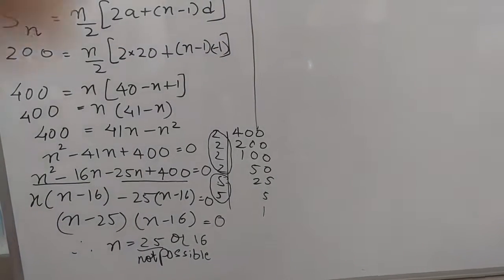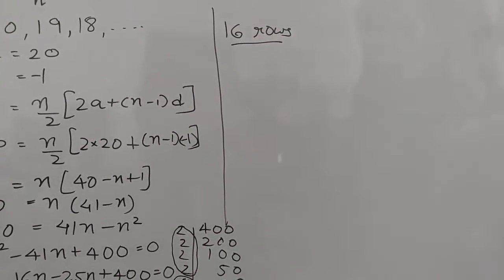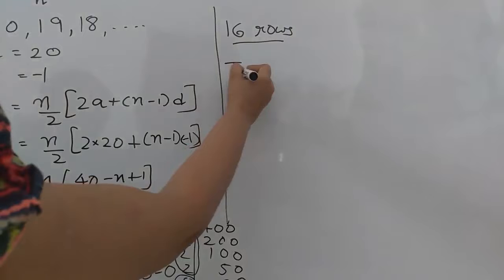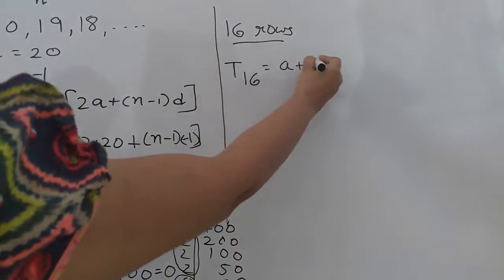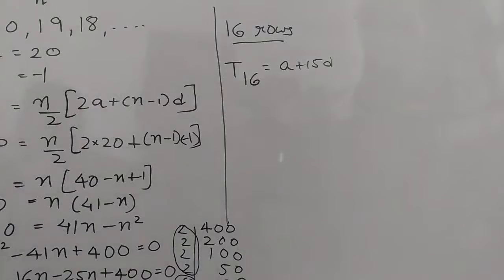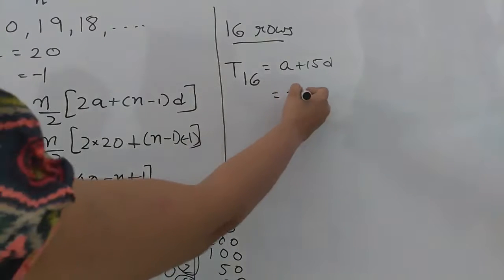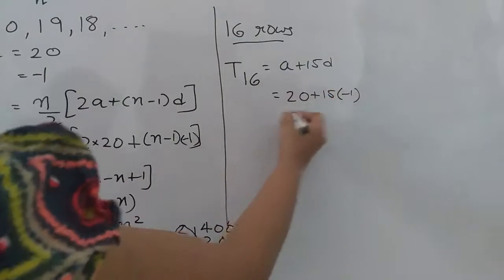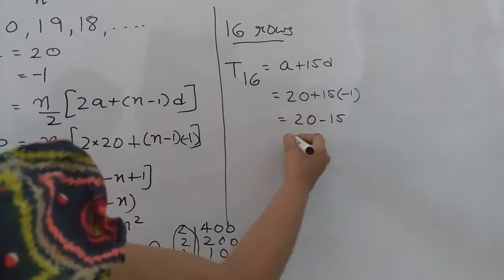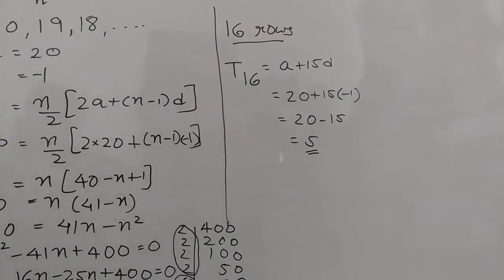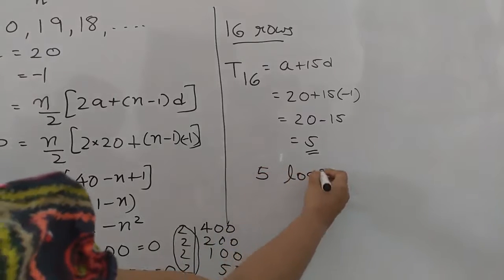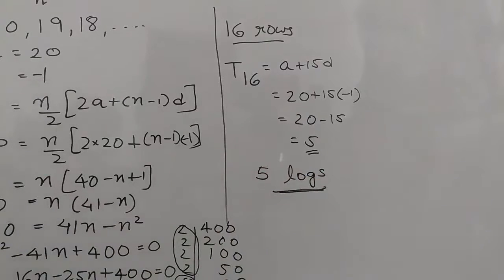Then next, we have to find T16, that is A plus 15D, by using the formula. So here A is 20 plus 15 into minus 1 is equal to 20 minus 15 is equal to 5. So in the top row there will be how many logs? 5 logs are there in the top row. So I write here answer 5 logs. This is my second answer. First answer is 16 rows and second answer is 5 logs.